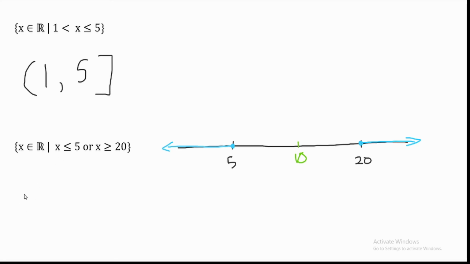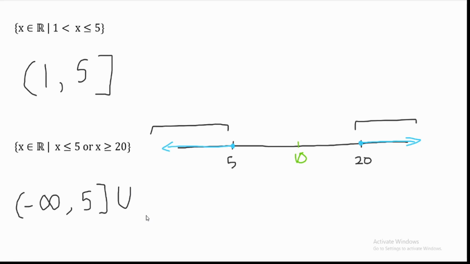So let's start with negative infinity because that is always less than or equal to 5. 5 here. Close bracket because it's less than or equal to. We use the union to combine these two sets. We can imagine this as one set and this as a second set. So union, our second set, which is close bracket 20, comma, infinity, and that's our interval notation for this set builder notation. And we are done.